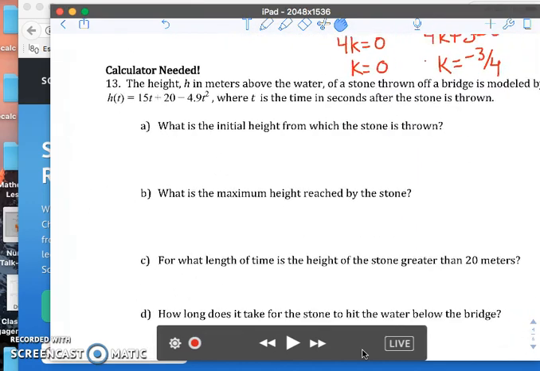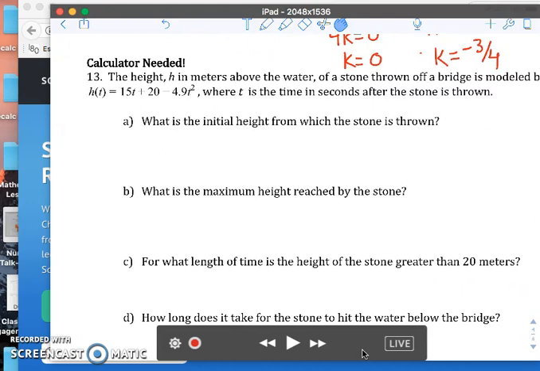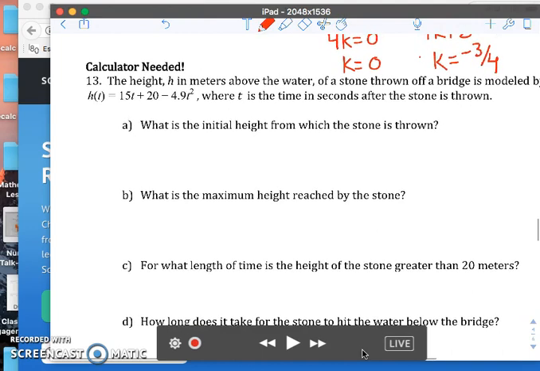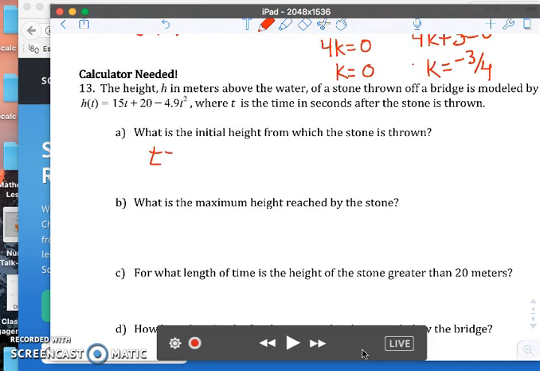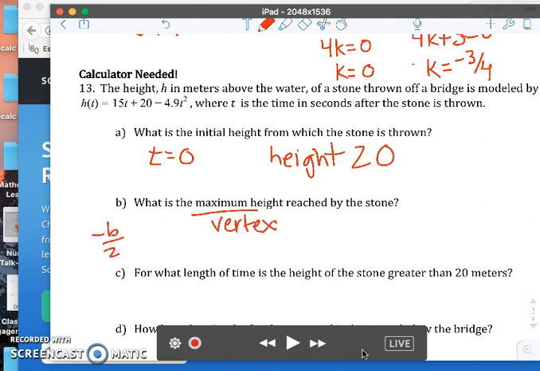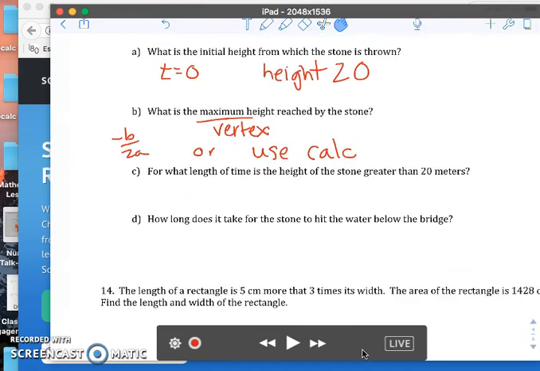So now on to some of them with a calculator. We have an equation here. Stone is being tossed off the bridge. What is the initial height? Well, our initial height is when t equals 0. So if we plug that in, we get our height is 20. And then we'll just talk about these. Maximum height. That means we're looking for our vertex. So you could either do the opposite of b over 2a, or you could use your calculator to find it.